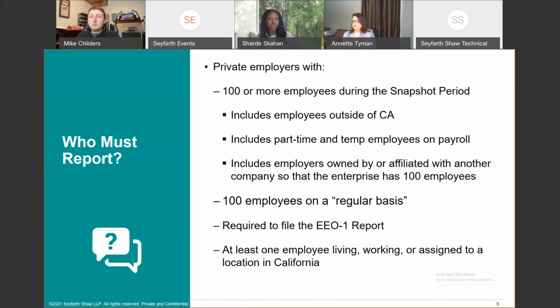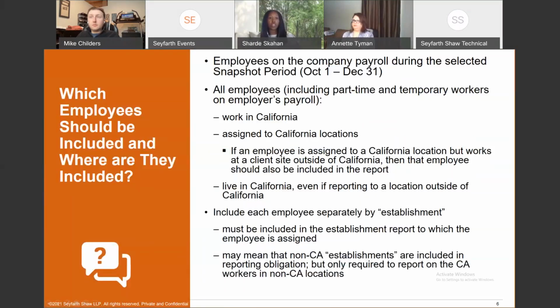It's also going to apply if you are required to file the EEO-1 report, and then you have to have at least one employee living, working, or assigned to a location in California to have this reporting obligation. And we're going to discuss that in a little bit more detail. On the next slide, you will see that there are a lot of considerations, but everything that you want to look at is, are there ties to California? That's how you're going to figure out whether or not these employees need to be included.